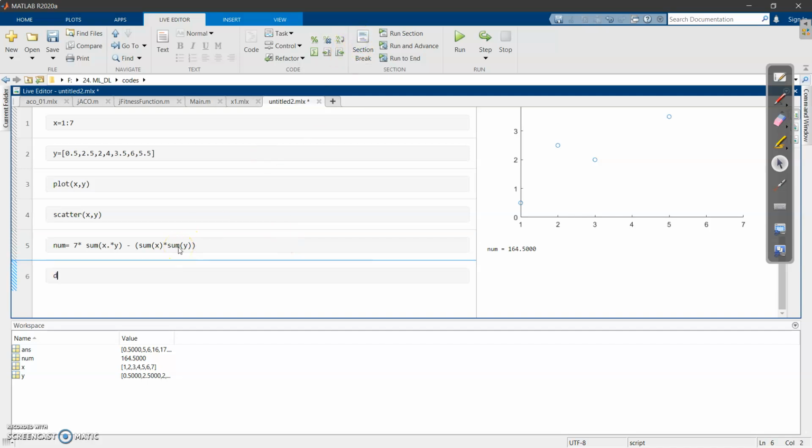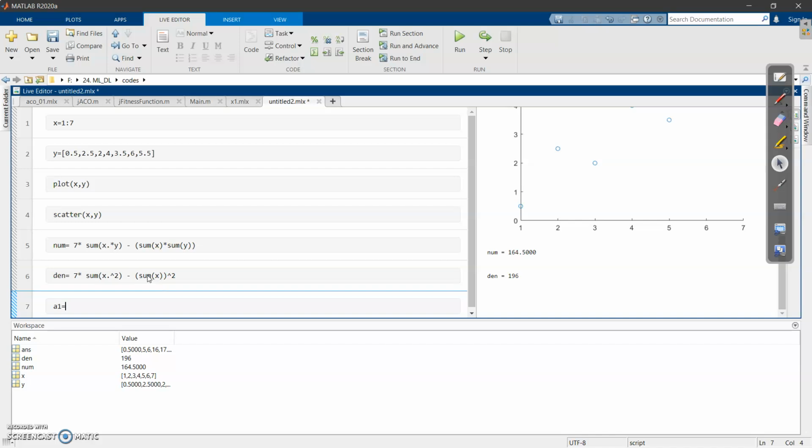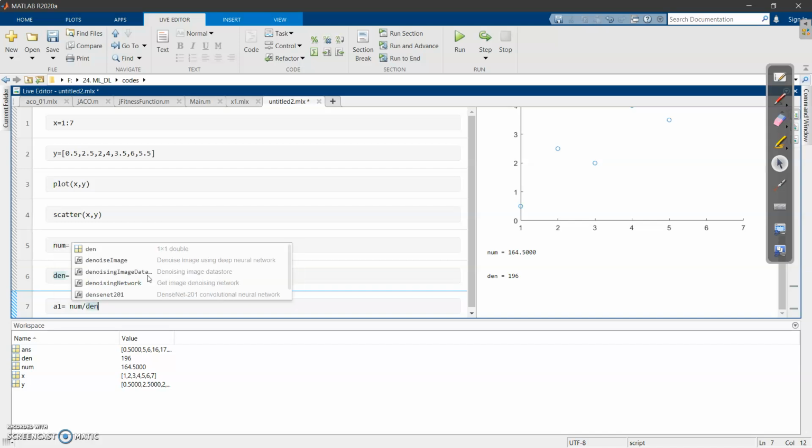So what about the denominator? The denominator is equal to n, that is 7, multiplied by summation of x square. X is the vector, you just want to take the square of it. Summation of x square minus the square of summation of x, summation of x whole square. Okay, so this is your denominator. So your a1 is equal to numerator divided by denominator.